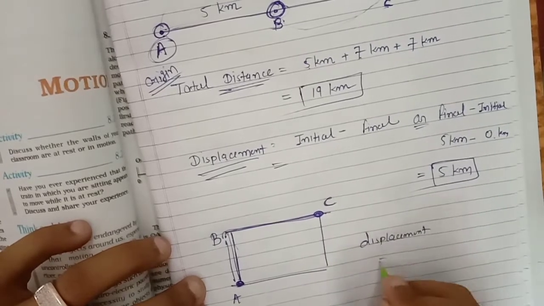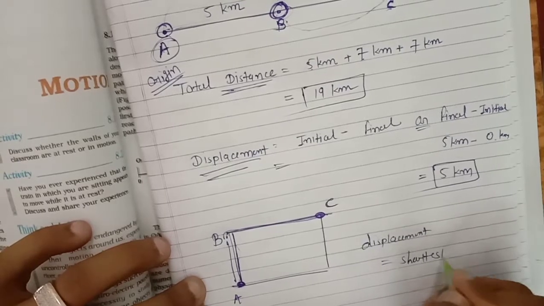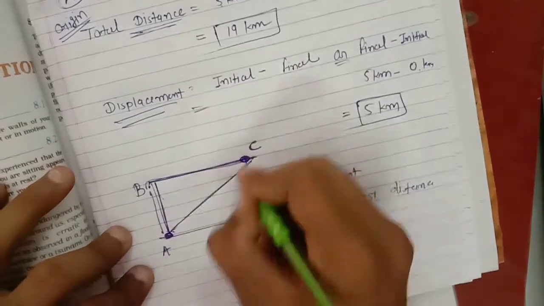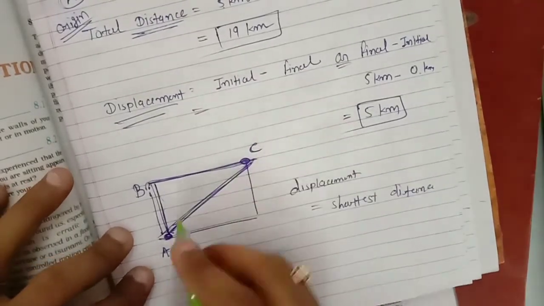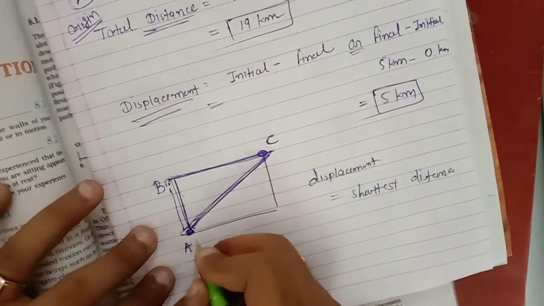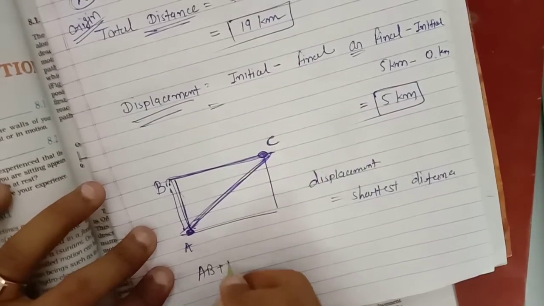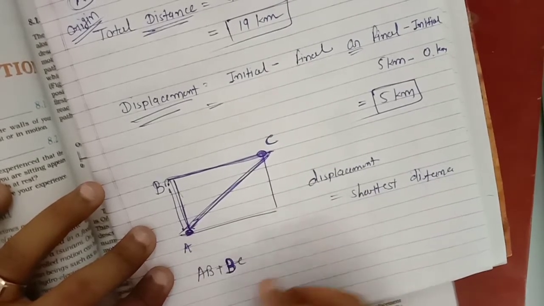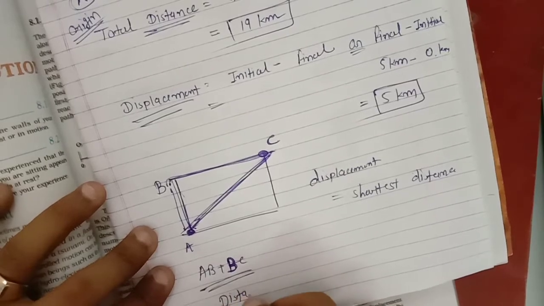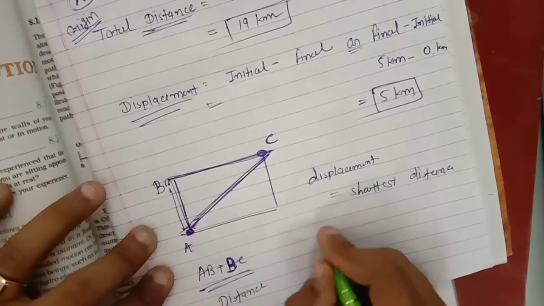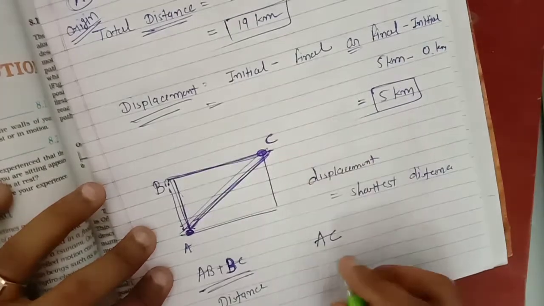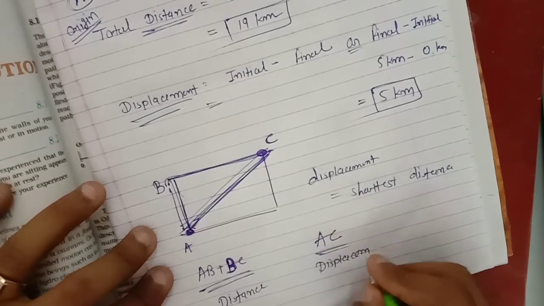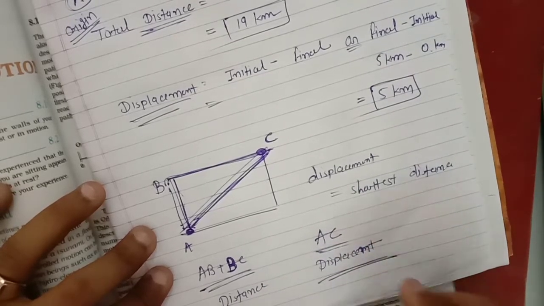it means what? Shortest distance. The shortest distance is what? Diagonal. So this one is displacement, and the distance covered by the object is what? AB plus BC. AB plus BC. This one is distance. And displacement is what? Only AC. Diagonal AC is displacement, the shortest distance traveled by the object.